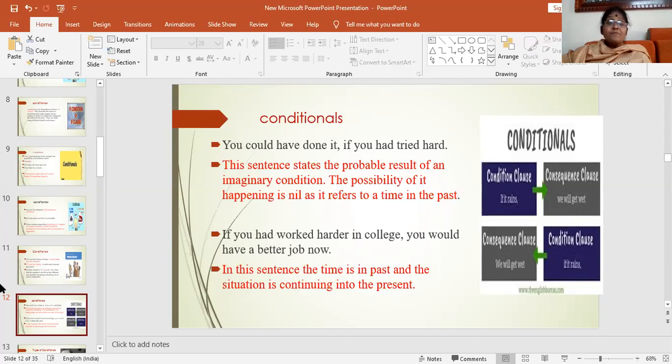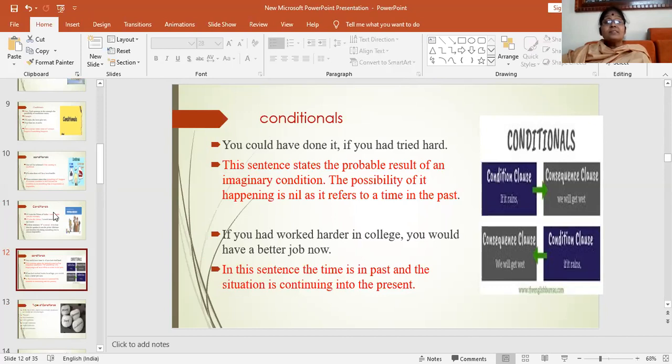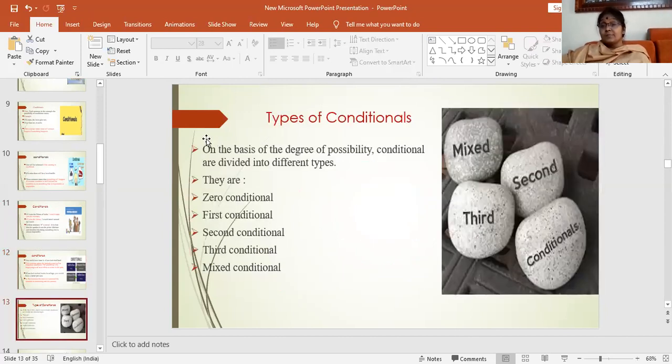Right? So like this, we frame different sentences. All these examples that we have done in the beginning of the class show that if conditions are of different types. On the basis of the degree of possibility, conditionals are divided into different types. What are they? They are zero conditional, first conditional, second conditional, third conditional, and mixed conditional. We all use these conditionals in our daily language, or even in our written language.